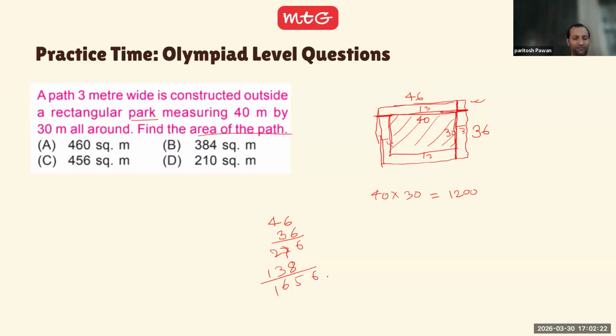So it is 1656. It is 1200. Now it becomes 1656. How much increase? 456. Option C is correct. Clear? Anyone has any doubt in this?